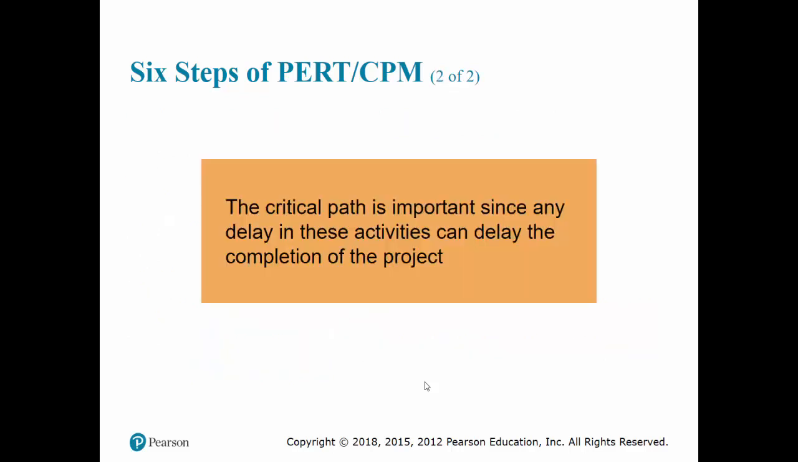So in the six steps of PERT and CPM, the critical path is a very important concept. All activities on the critical path represent critical activities, and any delays in these critical activities will result in the project getting delayed. For the activities that are not on the critical path, there is some amount of slack available, and we'll talk more about slack in a little bit.